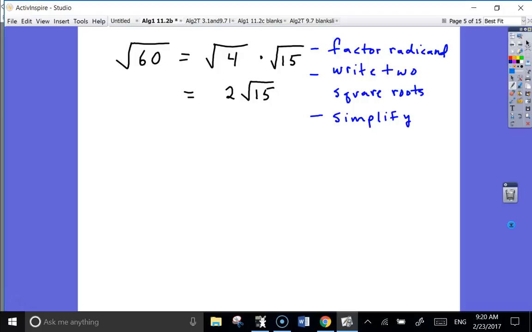Put the square root of 60 in the calculator. What do you get? What is the decimal value? Okay, now do this: 2 times the square root of 15. What is 2 times the square root of 15? It's the same thing. So those are equal.